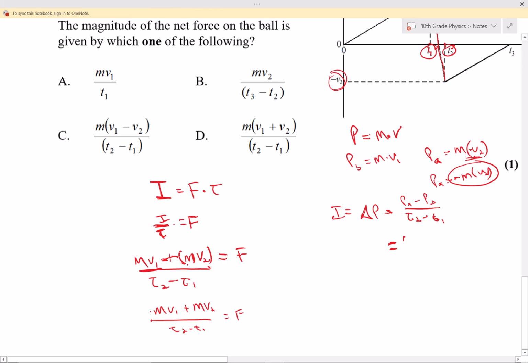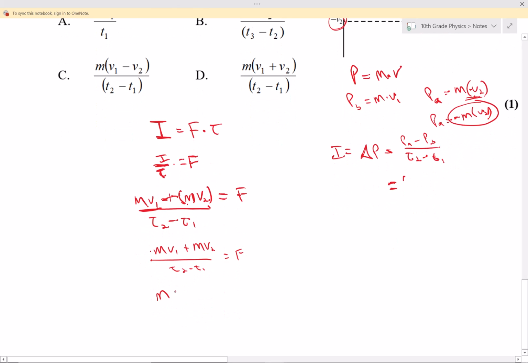And you can factor out an m here, right? So we're at m times v1 plus v2 over t2 minus t1, and that is your force, right? And so you can see which one of these matches that. Well, D matches that. All right.